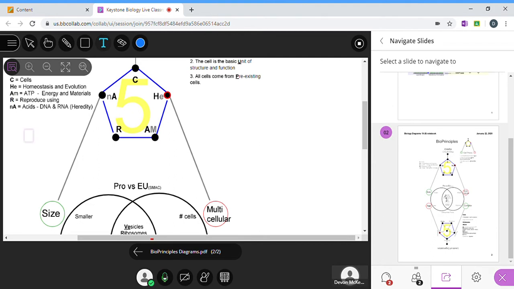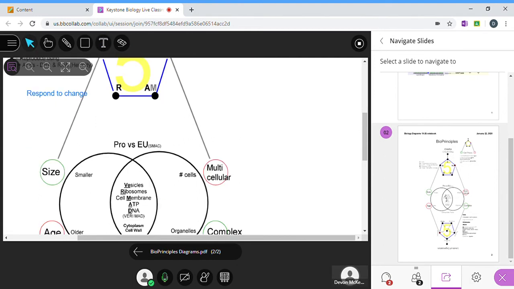Okay, homeostasis is supposed to help us remember respond to change. Respond to change. Homeostasis is supposed to help us to remember respond to change.